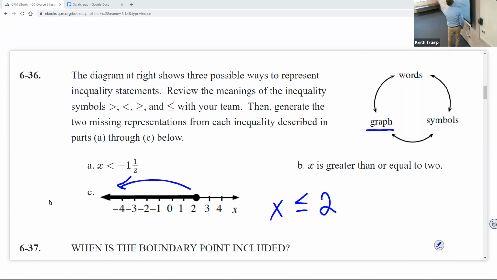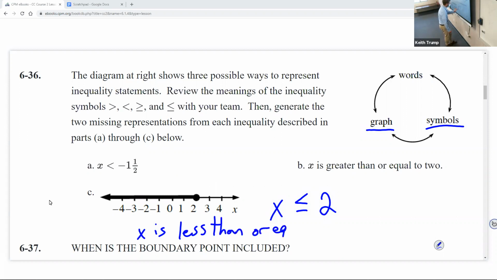X wouldn't be greater than. If X was greater than 2 or equal to 2, it would be going this way, but it's going the other way. So it is 2, and maybe it's 2 or all numbers less than 2, okay? All right, now in terms of writing that, I would say X in words, because we have the symbols now. Writing it in words, I would say X is less than or equal to 2, like that.